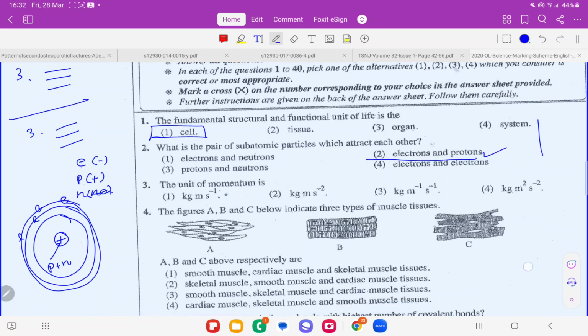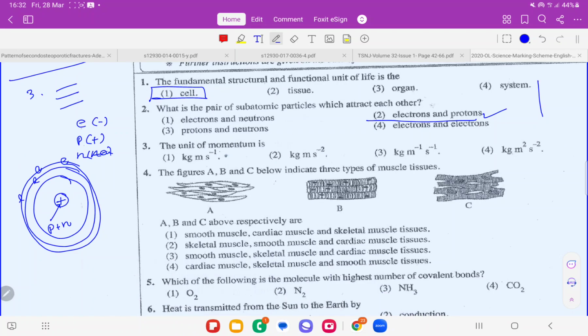That is the answer. Okay, the third one: the unit of momentum is. Guys, what is momentum? I think you all know. Don't mix it up with moment, right? Moment is a separate thing, but momentum is mass times velocity, right? Mass we measure in kilograms. This is not volume, this is velocity. So velocity is measured in ms^-1.